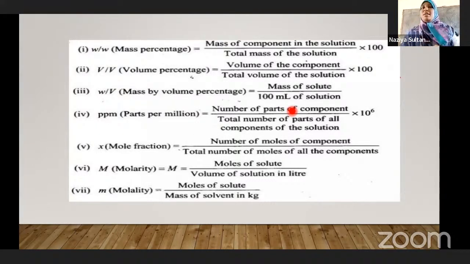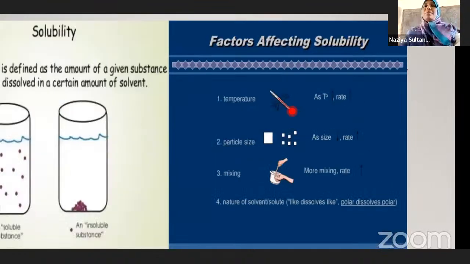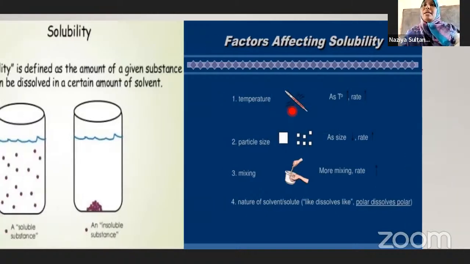Next, coming to another topic, that is solubility. So what is solubility? Solubility is the maximum amount of substance that can be dissolved in an amount of solvent at a given temperature. So temperature plays an important role. Let us see the factors affecting solubility. The first factor is temperature.